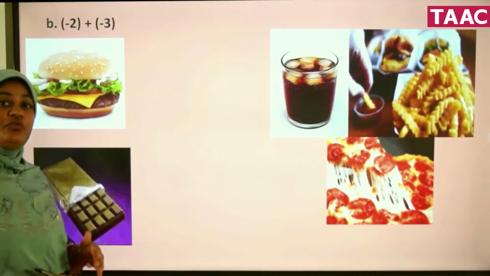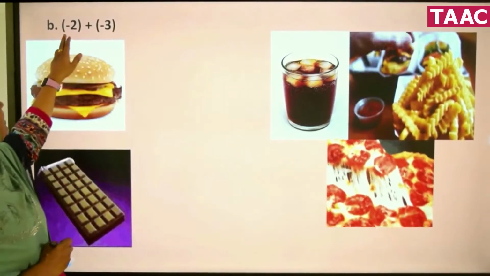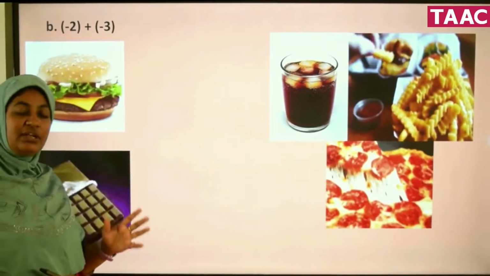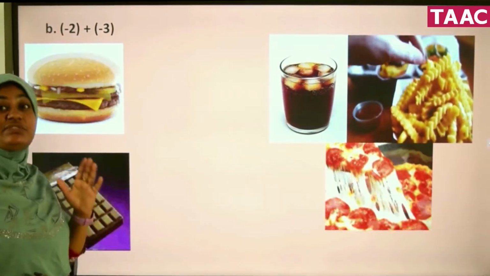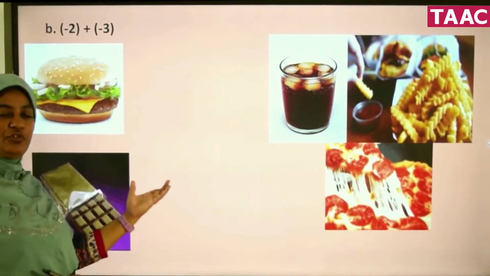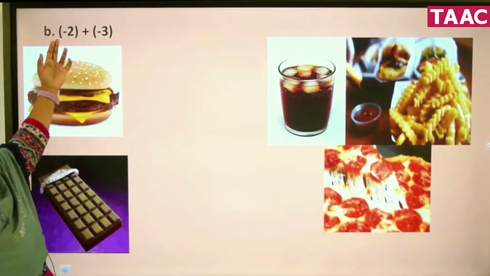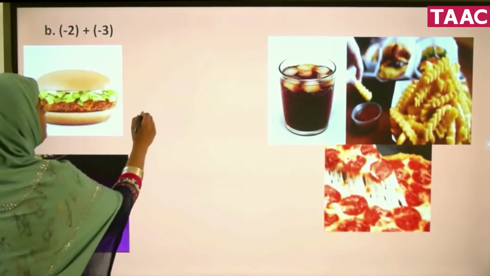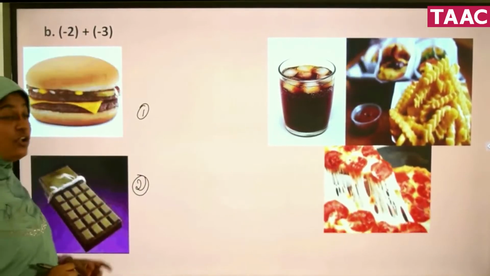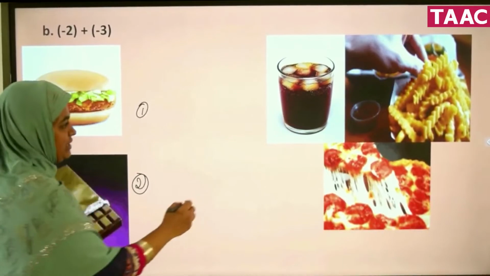Understood? Now, we will move on to the second concept. What I have given here? Minus 2 plus minus 3. You remember what is minus? Minus means villain. See what I have kept for villain? They are the junk foods. Junk foods are the villain to our health, right? So, for minus 2, I have kept 2 junk foods, and for minus 3, I have kept 3 junk foods.